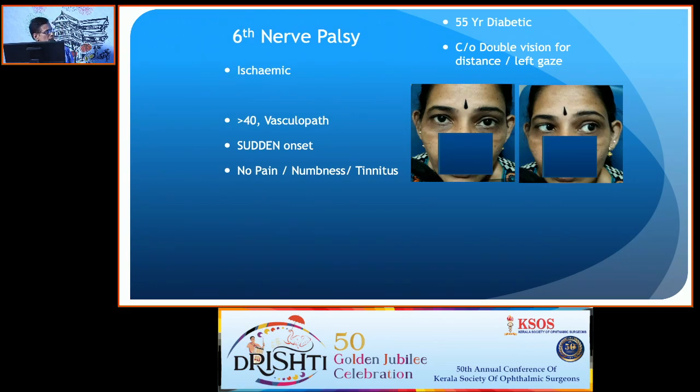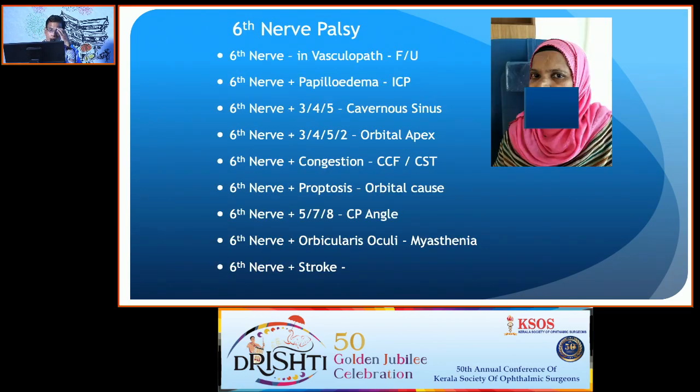So this is a lady, again her complaint was double vision when looking at the distance. You can see it's a very subtle sixth nerve palsy on the left side. But again, I am a clinical person, so anything in addition to sixth nerve palsy, of course in a vascular path, but anything plus, like a papilledema, any other cranial nerve involvement, any congestion, you need to think of other causes. Any mild proptosis, and I'll show you examples of this.